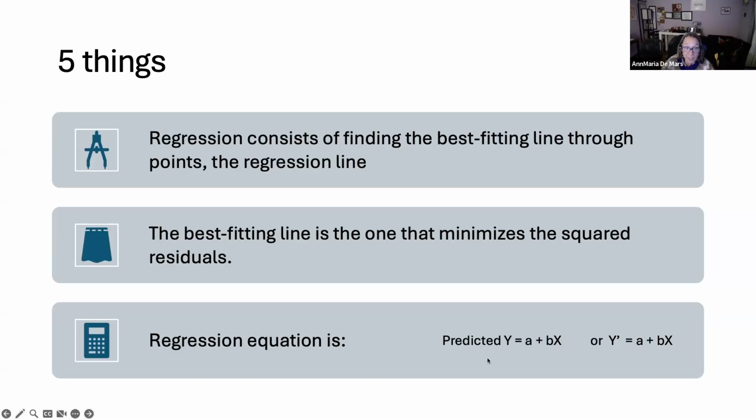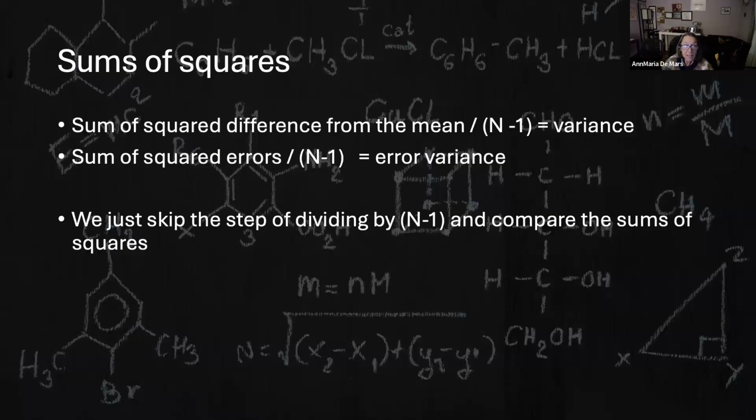And the regression equation is this: the predicted y equals a plus b times x, also shown like this. The sum of squares, you'll see this come up a lot. It'll come up in another video. The sum of squared difference from the mean divided by n minus 1 equals the variance. The sum of squared errors divided by n minus 1 equals the error variance. So sometimes we just skip the step of dividing by n minus 1 and compare the sums of squares.